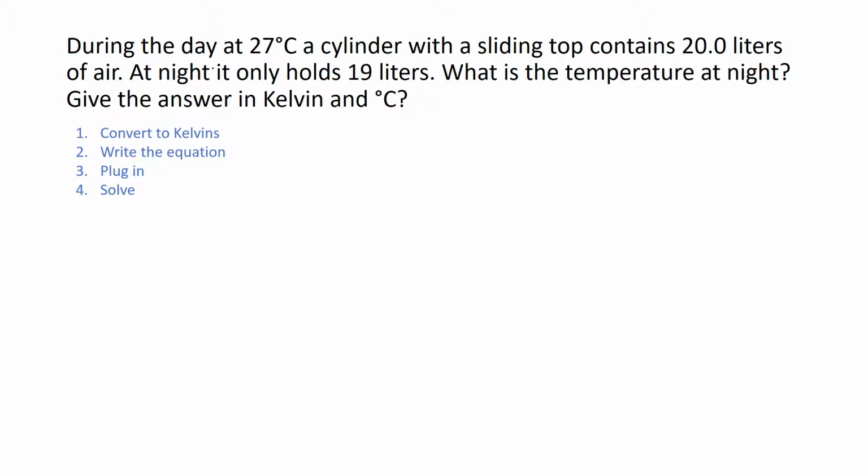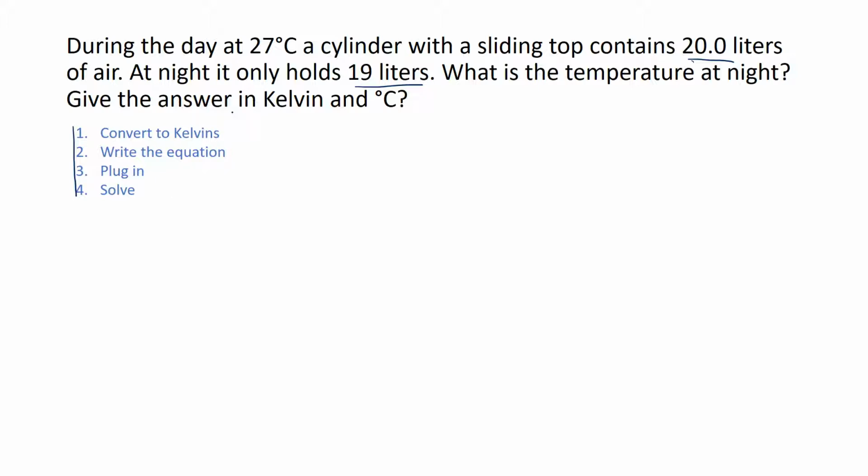So this problem says that during the day, a 27-degree cylinder with a sliding top contains 20 liters, and then at night it only holds 19 liters, meaning it cooled down a bit. So what is the temperature at night? Well, let's go through this handy list of things to do.